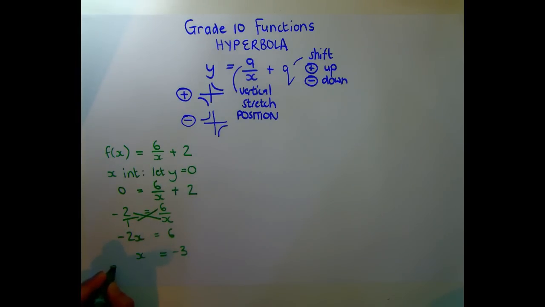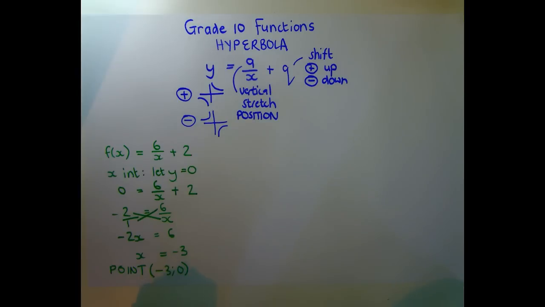Because it's an intercept, I need to write down the point, and I must remember that intercept means that one of the coordinates is 0. Because I'm finding the x-intercept and I let y equal 0, it means that the y is the 0 and the x is the one I've just worked out. It's useful to write down the point because then I remember to plot that point and I don't go and connect it to something else.